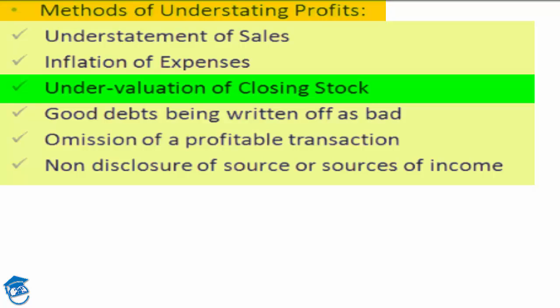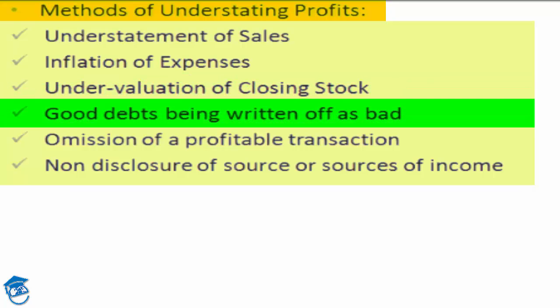Undervaluation of closing stock. Number 3 is good debts being written off as bad. Let's suppose you have one of your customers, and his name is Ram. Ram has always been faithful with you, and his creditworthiness is just awesome. So earlier you used to classify the material which you provide to Ram as good debt, but knowing that you will be able to understate your profits, you just transformed that good debt into being written off as bad.